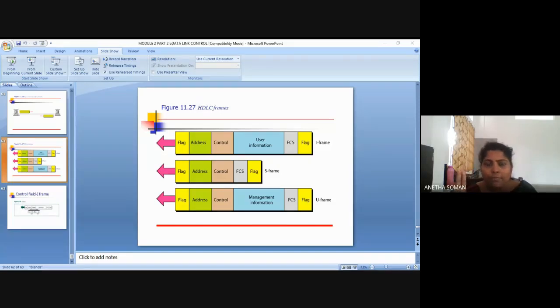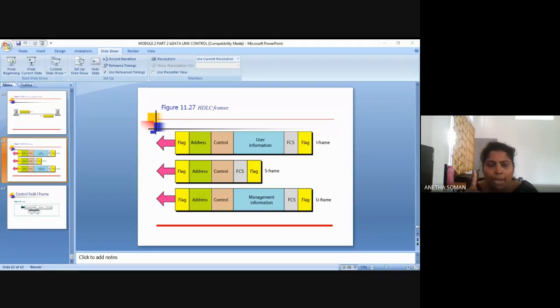So the address field is the second field of the HDLC frame. It contains the address of the secondary station. If the primary station is creating the frame, it consists of the to address, and if the secondary is creating the frame, it consists of the from address. Now the third field is called the control field. The control field is a 1 or 2 byte segment, meant for the flow and error control information.